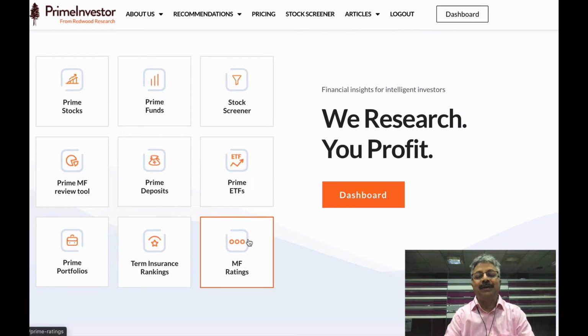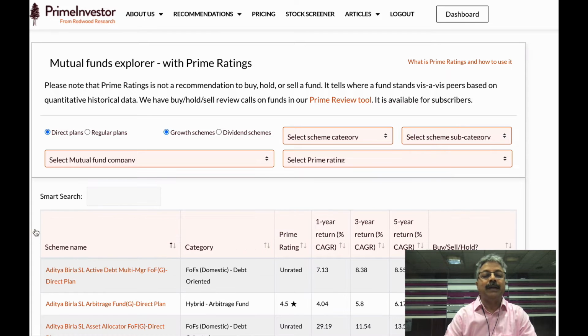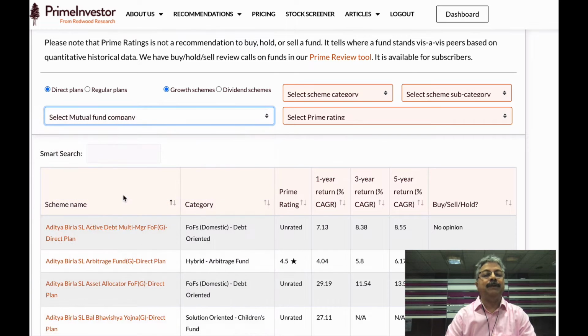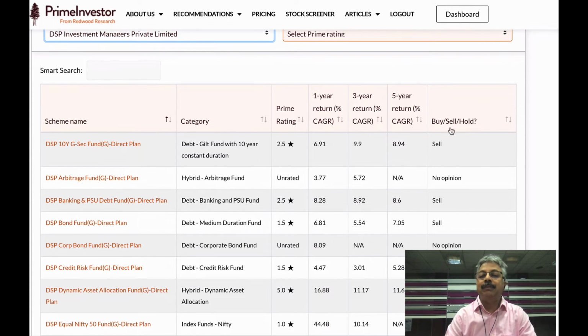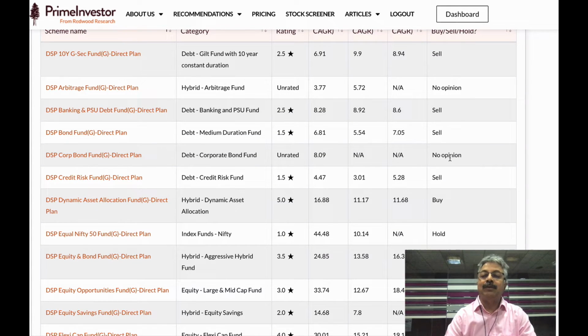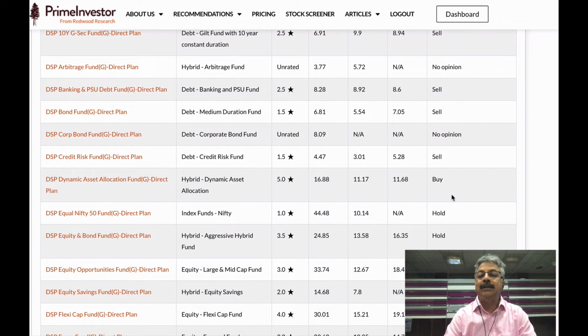We have so much. I mean, it's very difficult to cover the whole thing. We have mutual fund ratings where you can go and just look at our proprietary ratings that we have. You can say, I want to look at all the DSP funds ratings, and even here we'll tell you the buy, sell, hold recommendation. This is available only for subscribers, obviously, and we'll tell you, for example, this DSP 10-year GSEC fund is rated as a sell. This DSP bond fund is rated as a sell, and in some cases we'll not have an opinion, but we cover about 80 to 90% of the fund universe with our buy, sell, hold opinions.